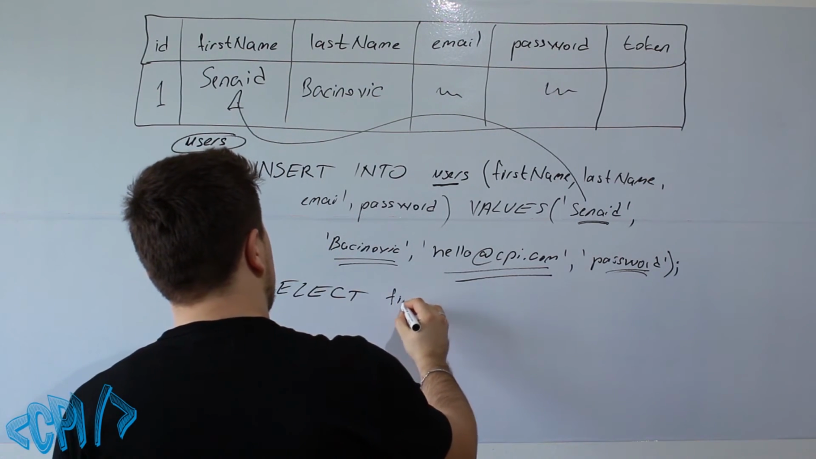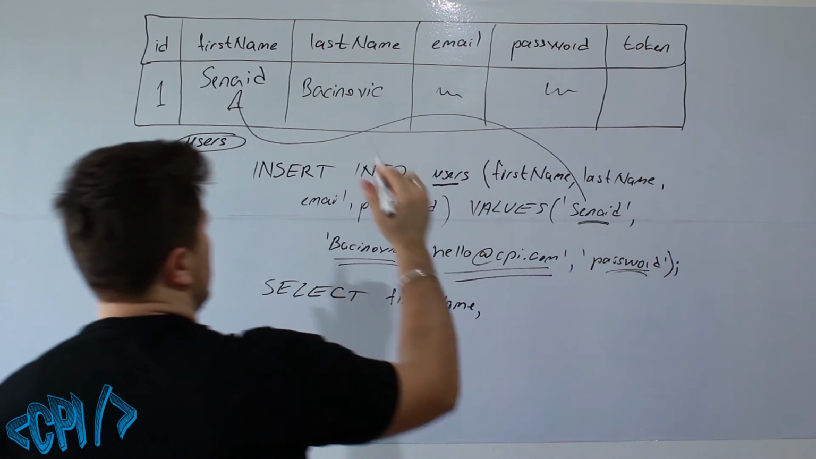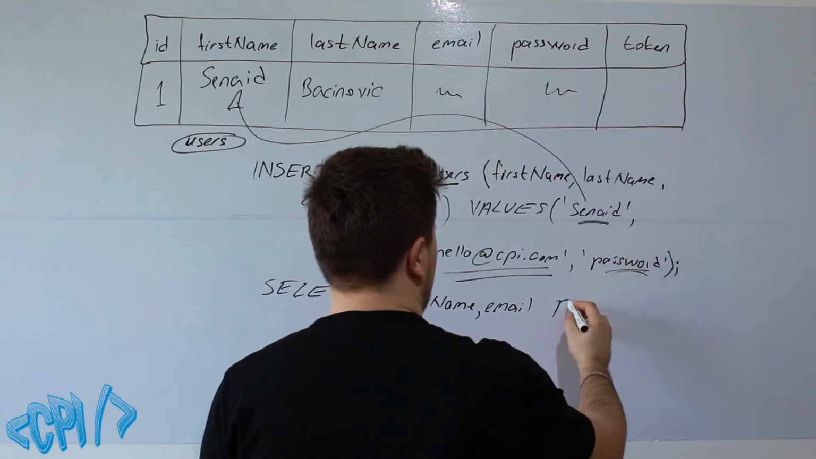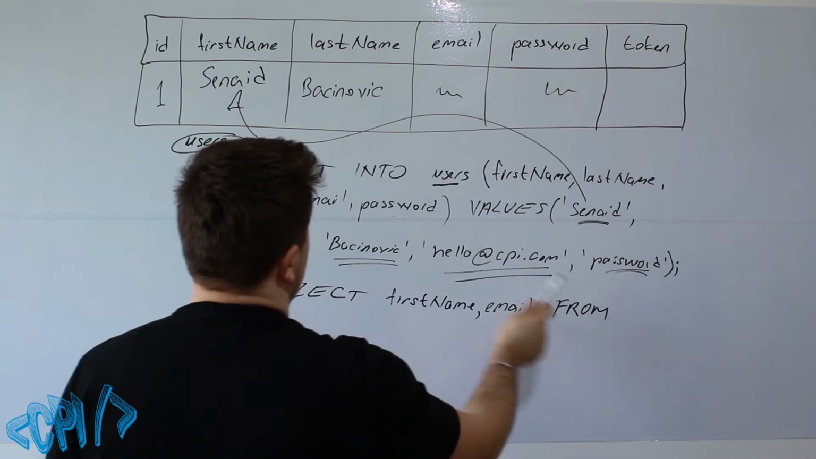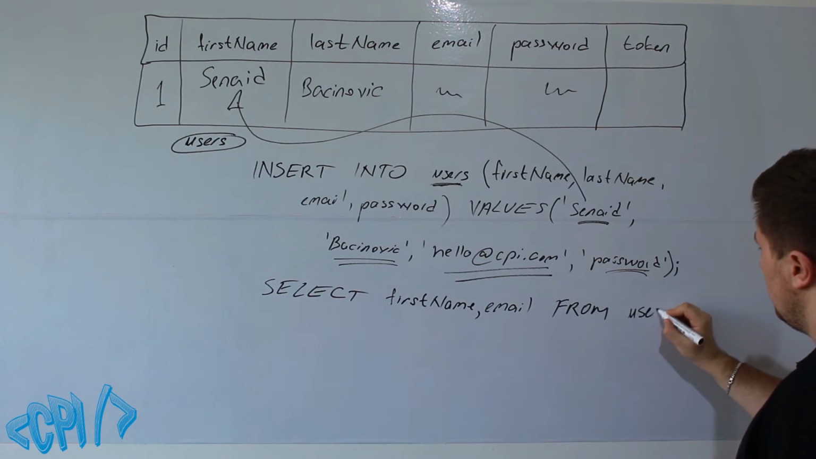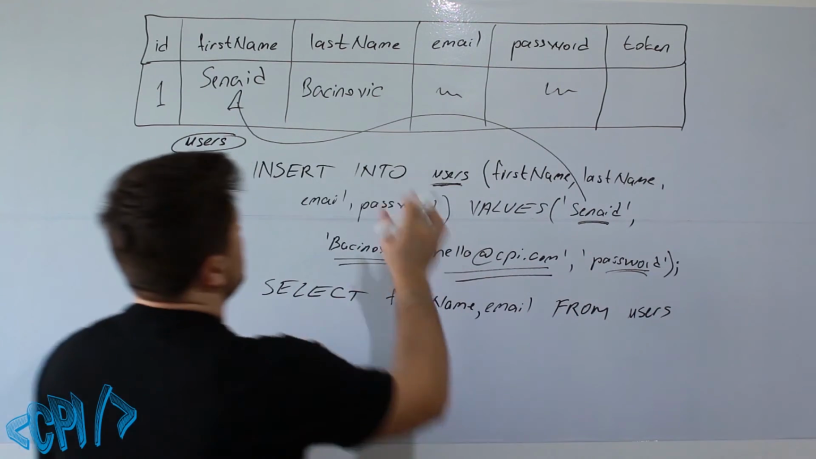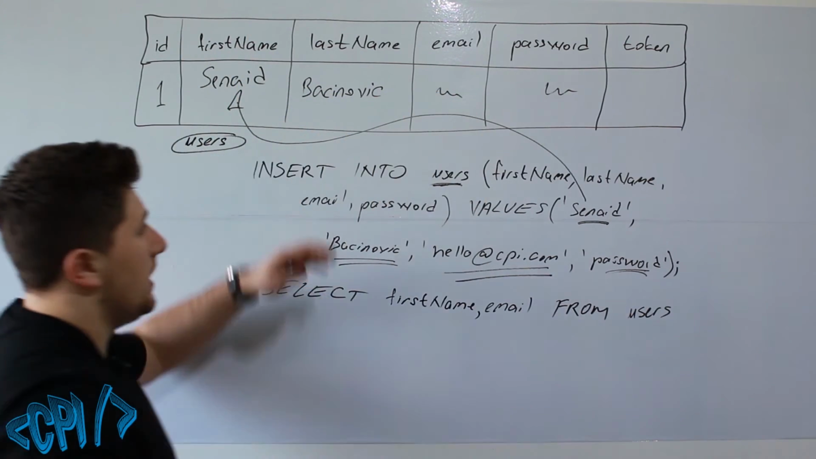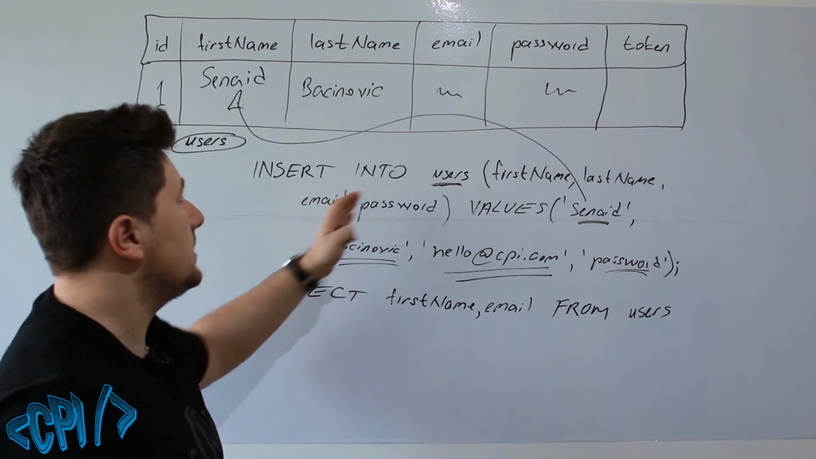So we can say first name, and for example, let's say email. Okay, now we are going to say from, and this is where the name of the table goes, again it is users. Okay, from users. Okay, and when we execute this query, from this table we will select all first names and all emails. So if we have thousands of users or millions, it doesn't matter, we will select all first names and all emails.